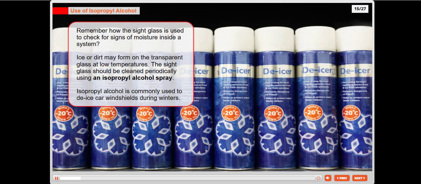Remember how the sight glass is used to check for signs of moisture inside a system? Ice or dirt may form on the transparent glass at low temperatures. The sight glass should be cleaned periodically using an isopropyl alcohol spray. Isopropyl alcohol is commonly used to de-ice car windshields during winters.